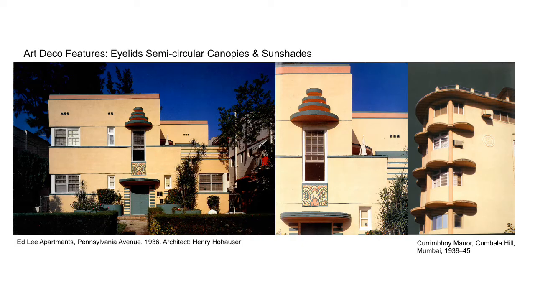Another feature of Art Deco architecture are eyelids, which are semicircular canopies and sunshades. They exist to do exactly that, to shade windows from the sun. But their exaggerated shape, their repetition, here in that central image you see the eyelid and then a smaller one and a smaller one and a smaller one above that. Of course, those top three aren't providing shade to the window. They're there as ornament. They're there as decoration. And they re-emphasize the Art Deco influence on this building, those repeating stair-stepped forms.